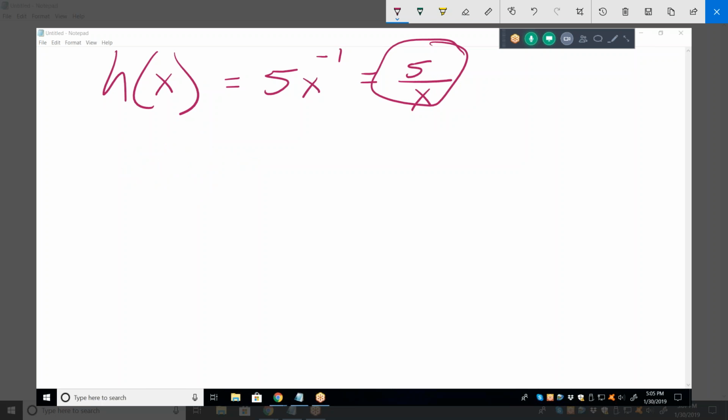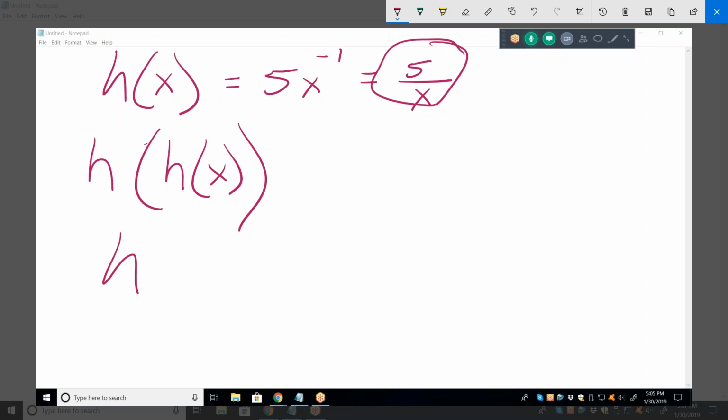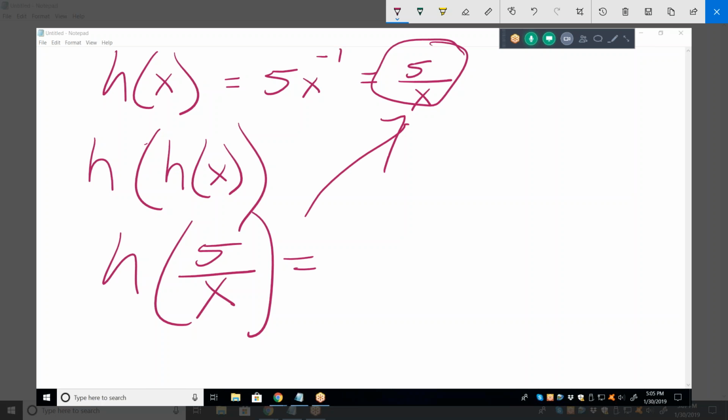Okay? So now they want, what is h of h of x? Well, what is h of x? It's 5 over x, right? Yeah. So now, what is h of 5 over x? How do we solve that? What are we going to do? We're going to plug in whatever's in the parentheses as x. So into here, we want to plug in 5 over x for x.